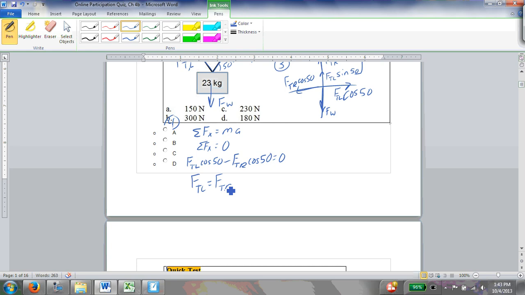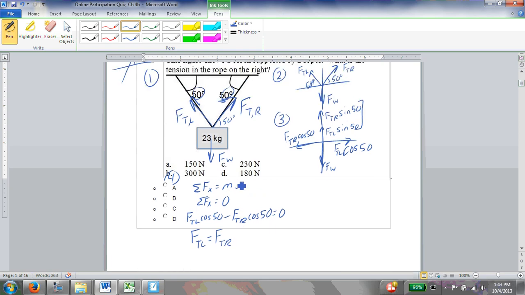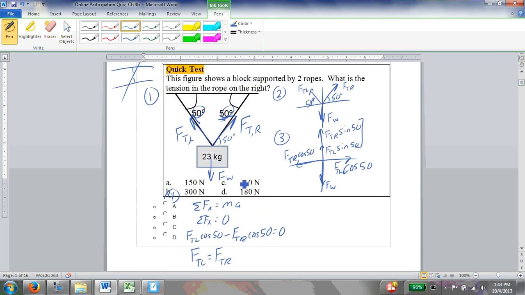Now, hopefully you don't have to go through that step. Hopefully you can just look at this and say, well, these angles are the same, so these forces are the same. The tension in each rope is the same on both sides. But that's where it comes about mathematically. Now, I want to do the same for my y direction. Sum of the forces in the y direction equals ma. The acceleration equals 0, so that equals 0.